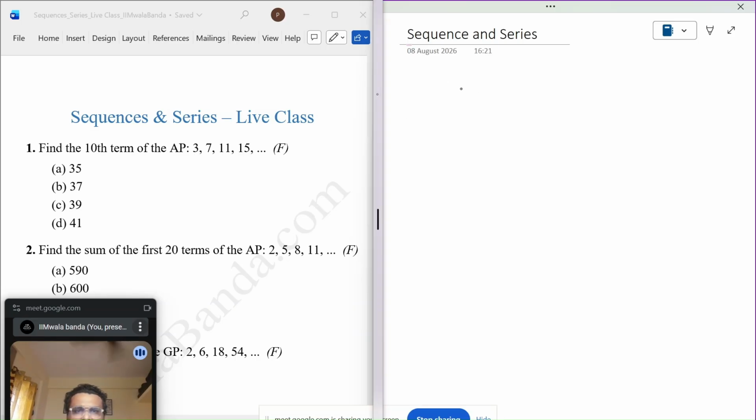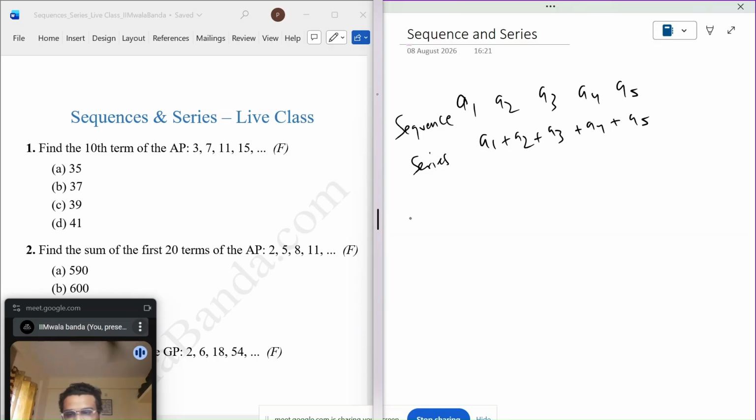So first and foremost, any set of numbers will be called a sequence, irrespective of if they have any relation. For example, let's say I take some random numbers, and irrespective of what relation they have, they're called a sequence. And if I add all of these, it will become a series. That is the common logic, right?